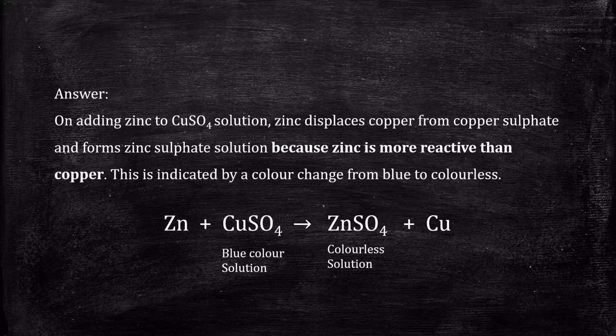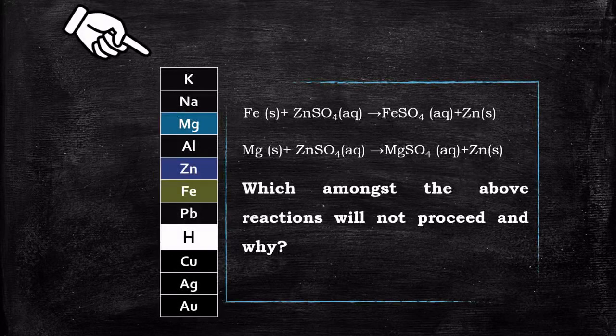In this next question, we have two reactions: iron plus zinc sulfate, which gives iron sulfate plus zinc, and magnesium plus zinc sulfate, which gives magnesium sulfate plus zinc. The question here is which among these reactions will proceed and which one will not proceed.